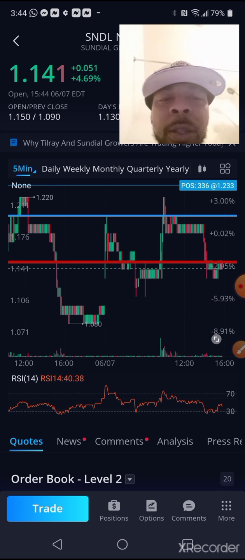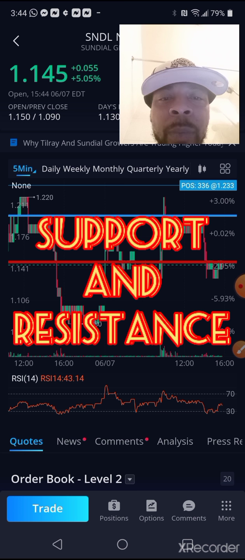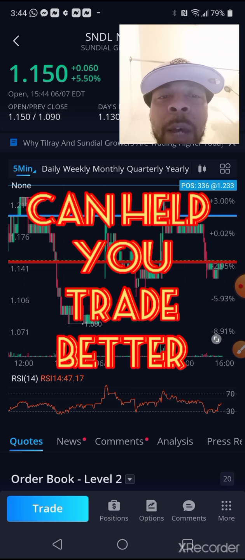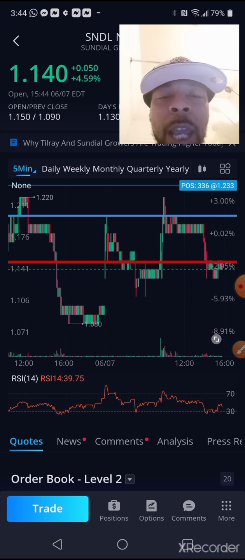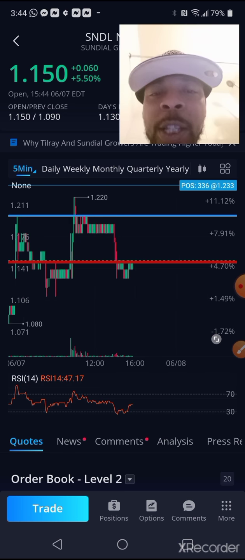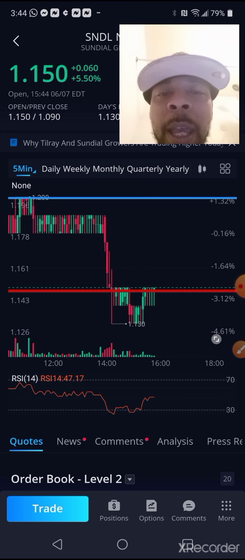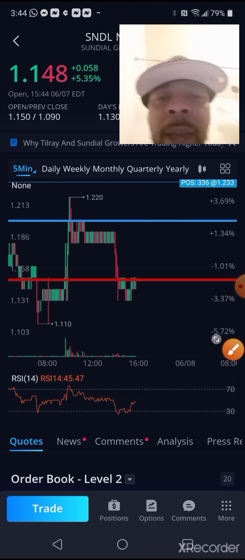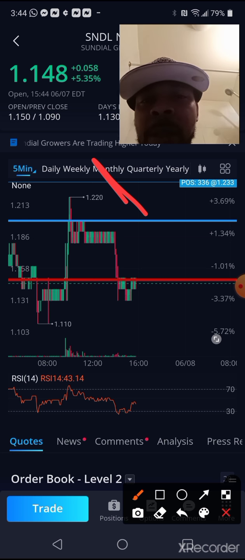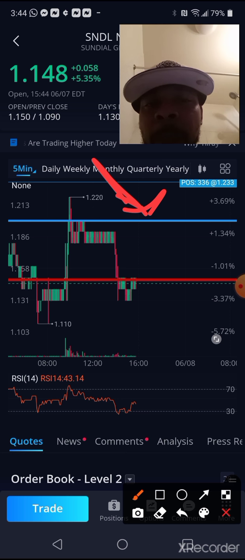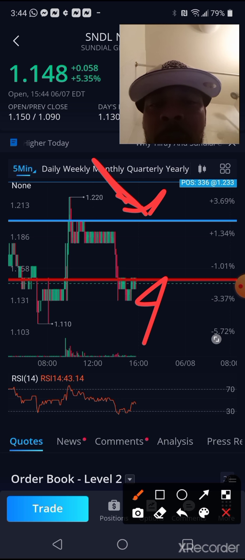Right now we're looking at the support and the resistance, right? This video is going to be about using support and resistance, how support and resistance can help you trade better, and how you can know where the price is about to go, okay? As you can see here, the blue line represents our resistance, and the red is going to be our support, all right?